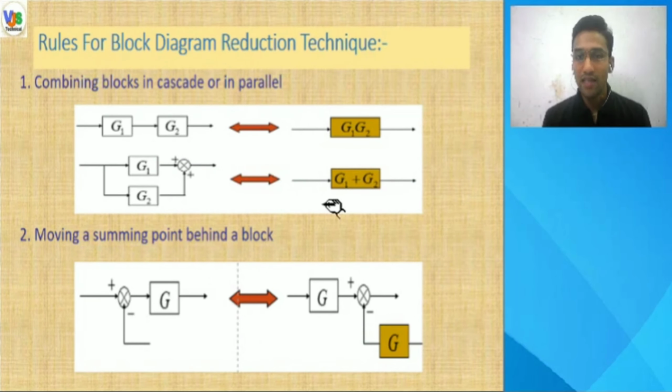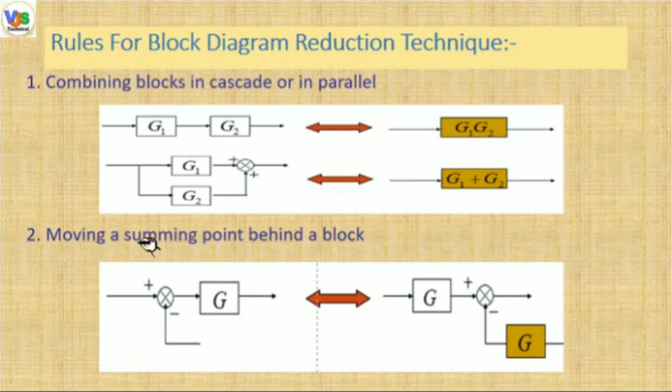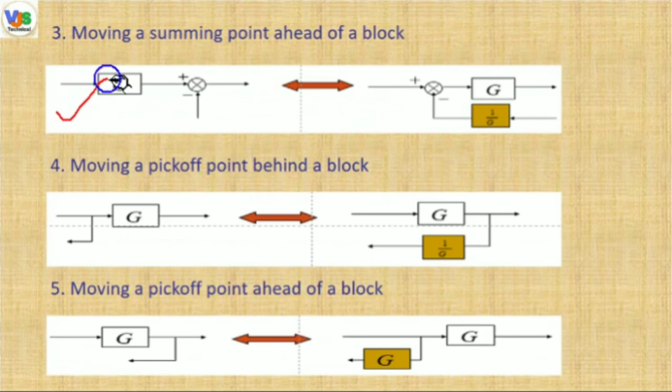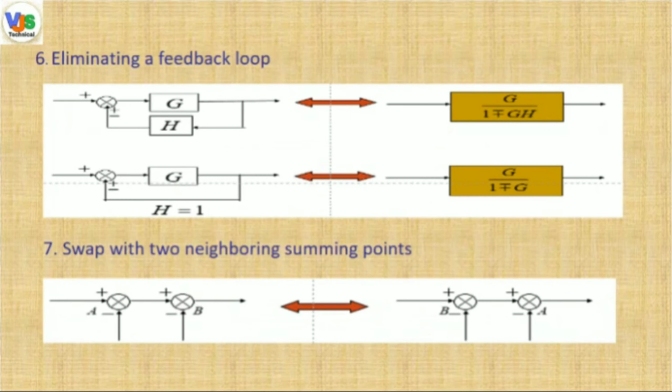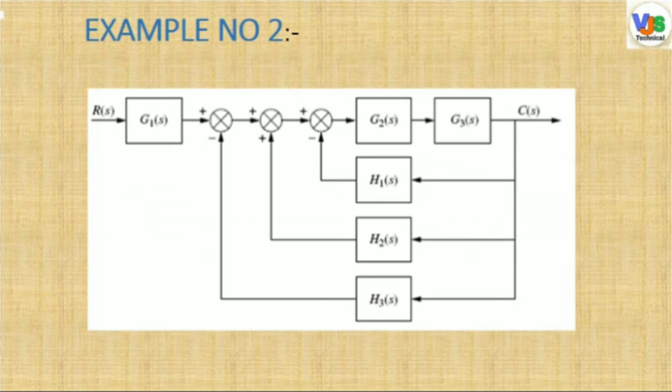In the last lecture, we dealt with a number of rules applied for block diagram reduction techniques, such as cascade, parallel system, moving the summing point behind the block, moving the summing point ahead of the block, then pick-off point behind the block, pick-off point ahead of the block. We also discussed how we can eliminate the feedback loop in a control system, and how to swap neighboring summing points with respect to each other. With the help of these rules, we have understood how numericals based on block diagram reduction can be solved.